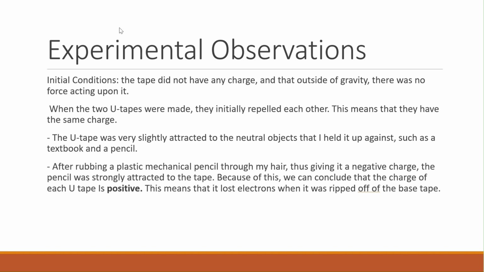The U tape was slightly attracted to the neutral objects that I held it up against, such as a textbook and a pencil. And by rubbing the pencil through my hair, giving it a negative charge, we observed the pencil was strongly attracted to the tape. Because of this, we can conclude that the charge of each U-tape was positive. This means that when we ripped it off the base tape to create the U-tape, it lost electrons.